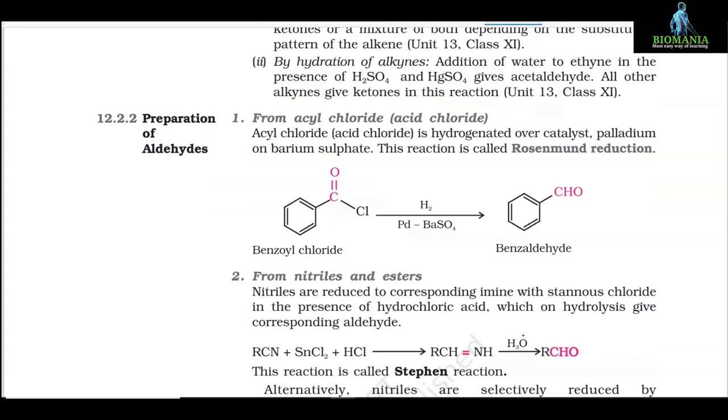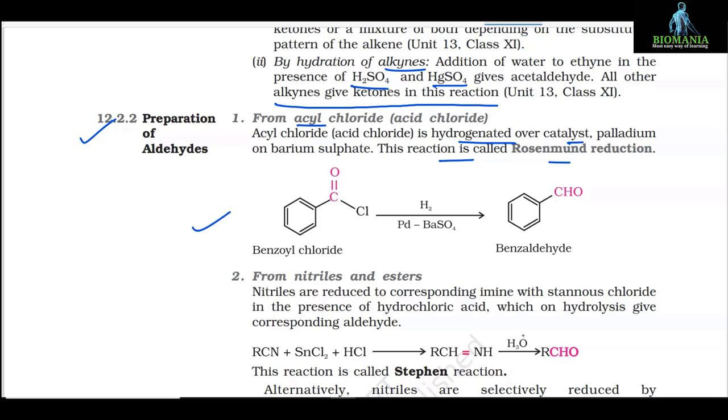Number 2. By hydration of alkynes. Addition of water to ethyne in the presence of H2SO4 and HgSO4 gives acetaldehyde. All other alkynes give ketones in this reaction. 12.2.2 Preparation of aldehyde from acyl chloride or acid chloride. Acyl chloride is hydrogenated over the catalyst palladium on barium sulfate. This reaction is called Rosenmund reduction.